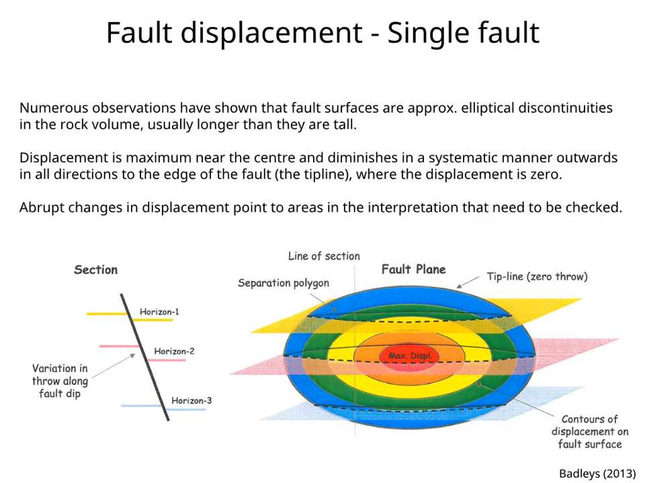Numerous outcrop and seismic data observations have shown that fault surfaces are approximately elliptical, usually longer than they are tall. Displacement is maximum near the center and diminishes in a systematic manner outwards in all directions to the edge of the fault. The fault tip line is the contour of zero displacement. Abrupt changes in fault displacement point to areas in the interpretation that need to be checked.